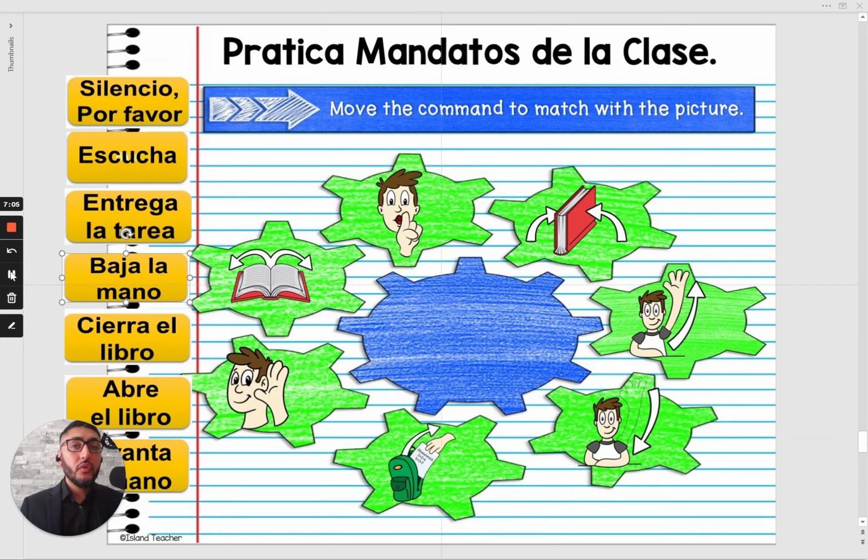Let's continue with our practice. Let's do this matching activity. Move the command to match with the picture. Remember that you have to turn in at the end of class this assignment. All right, let's begin with the first one.